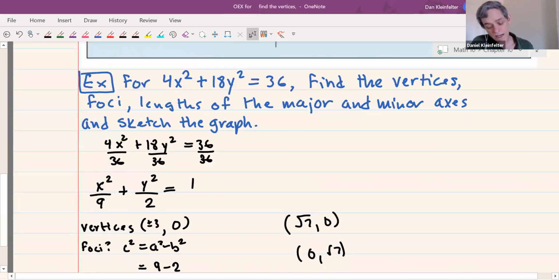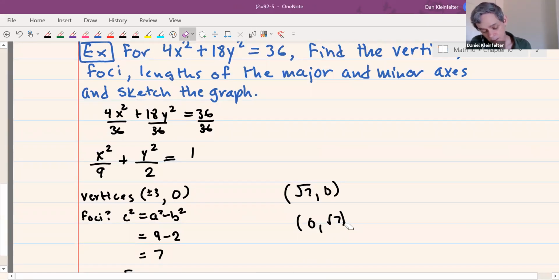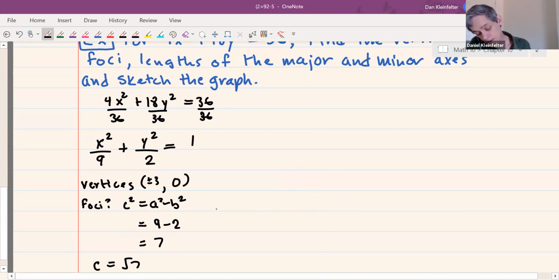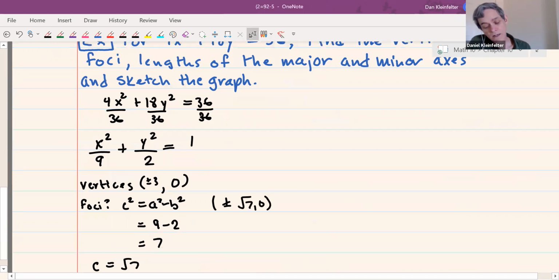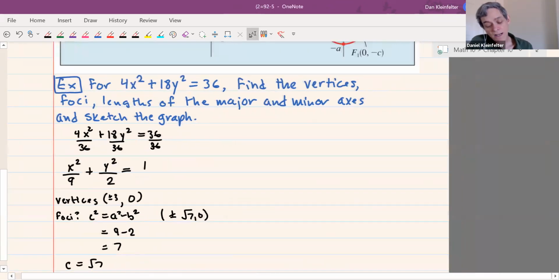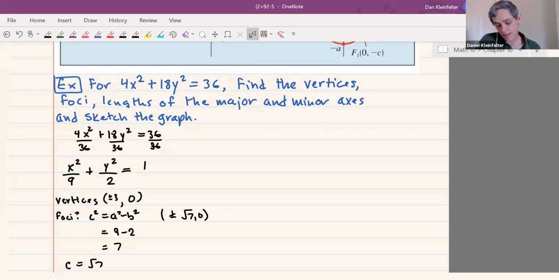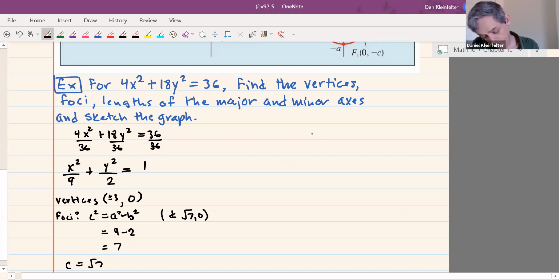Okay, this one is wider than it is tall, so that means it's plus or minus root 7, 0. So there's the foci. All right, so lengths of the major and minor axes. I'm actually going to do that after I do the graph because it's going to be easier for you to see that way. So let me get a graph going.